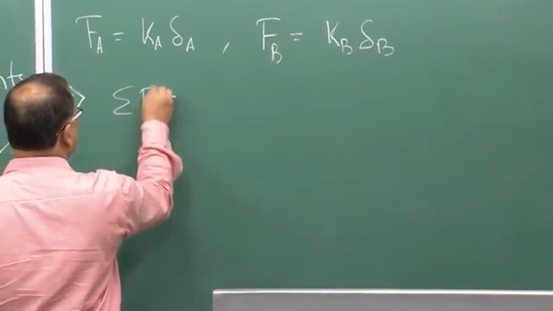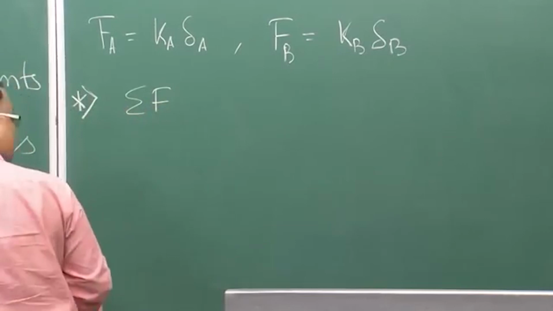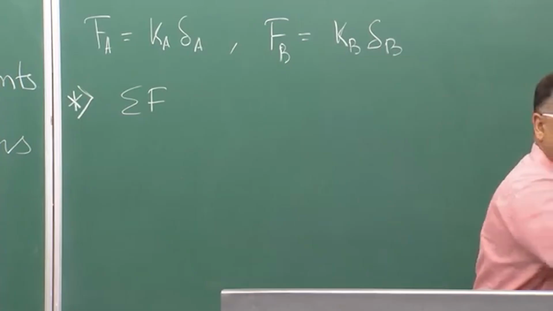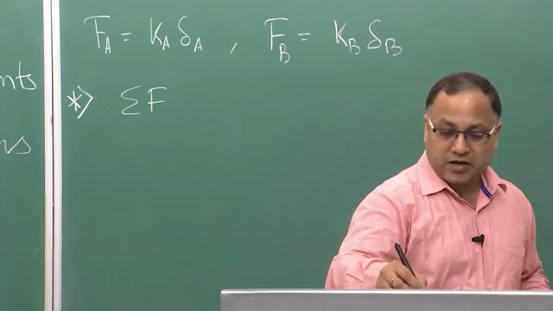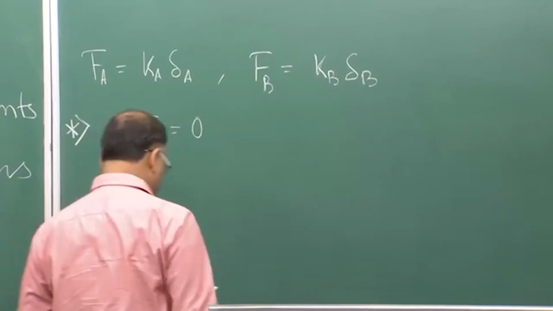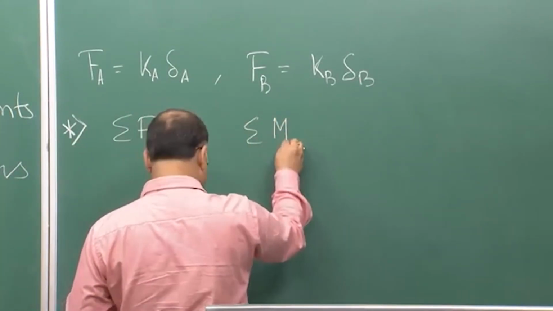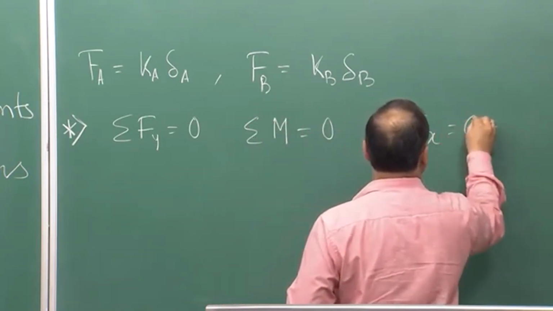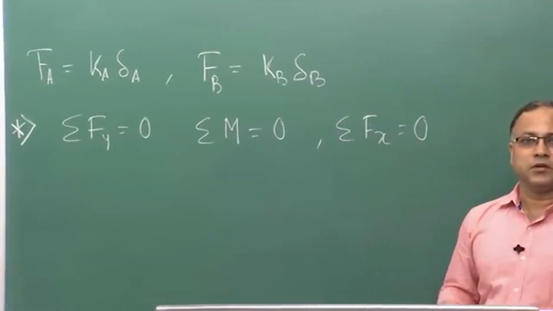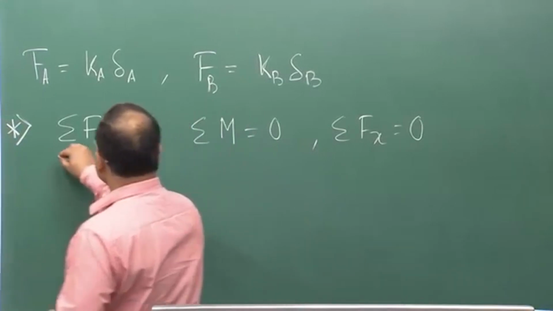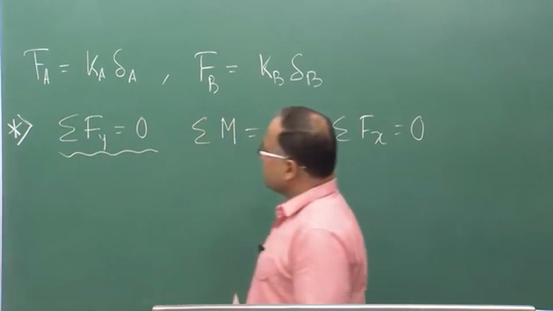That is the summation of F. If you look at the figure here, x is the horizontal direction, y is the vertical direction. So, I can simply take summation of F y equal to 0, summation of M equal to 0 and summation of F x equal to 0. So, these are my equilibrium conditions available with me. Let us consider the equilibrium condition, that is summation of F y equal to 0.